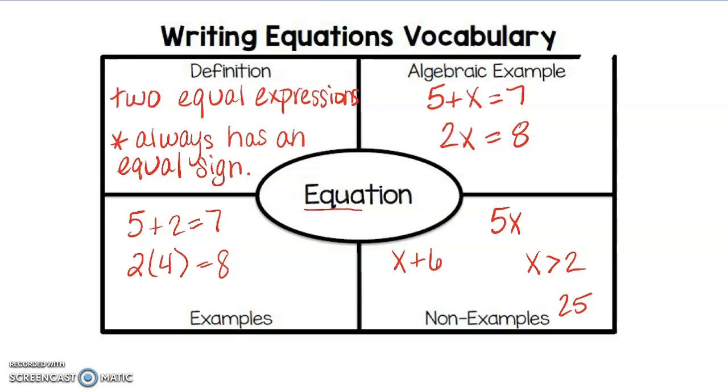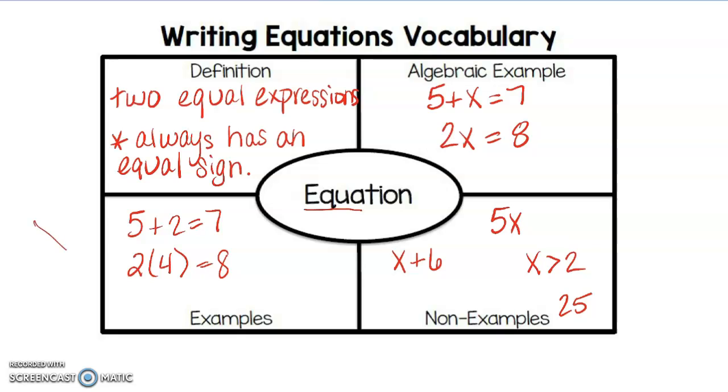Now, to the right here, are the algebraic examples. That means we're including variables, which are letters that will represent a number, and maybe you're trying to solve what the variable is. And so the example would be 5 plus x equals 7, and 2x equals 8. And we know that when there's a number bumped up to a variable, that means that we're multiplying those. So those are algebraic examples.